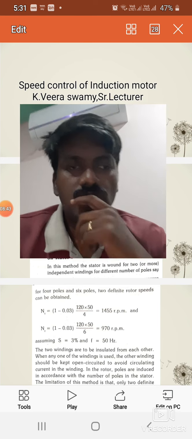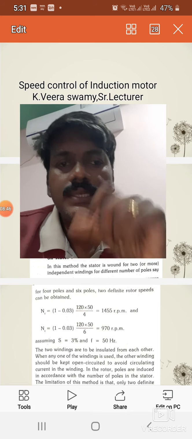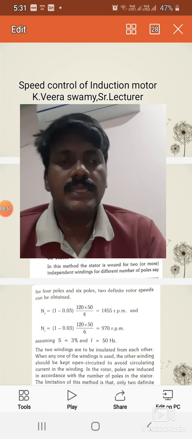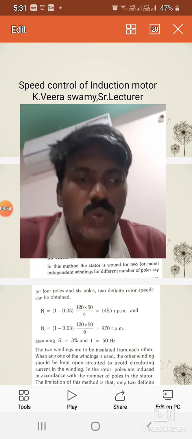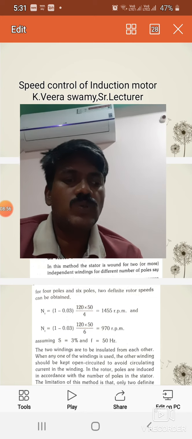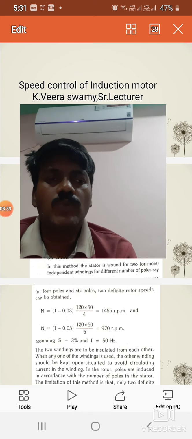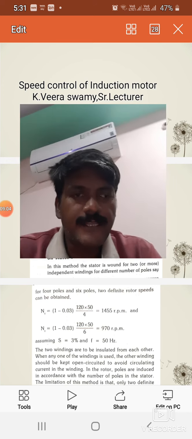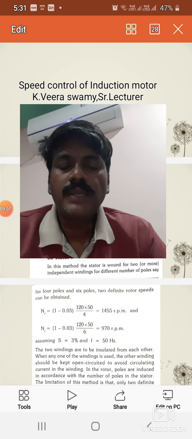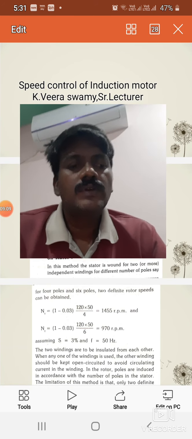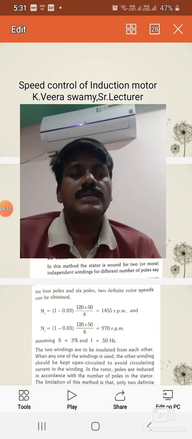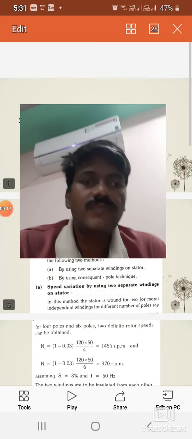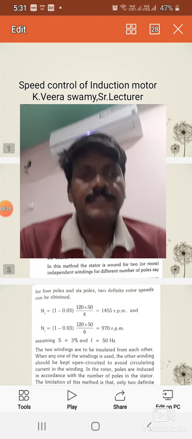And today we will discuss the third method on the stator side, that is by changing the number of poles. By changing the number of stator poles, we can get variable speeds, right? So today's topic, third method, speed variation by changing the stator poles. It is the third and last method from the stator side, right?